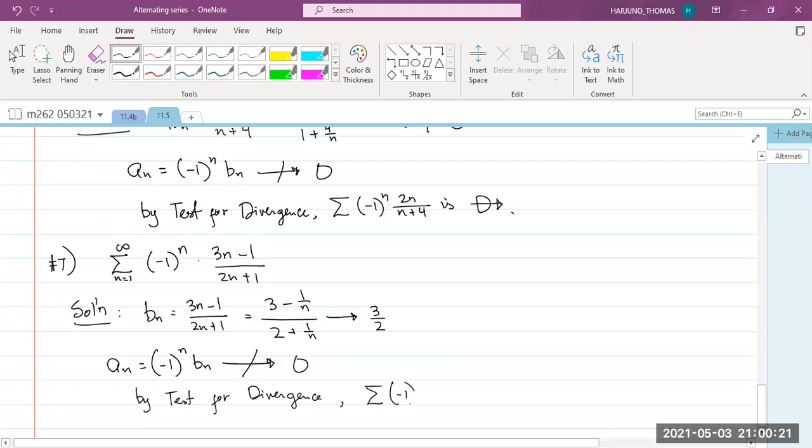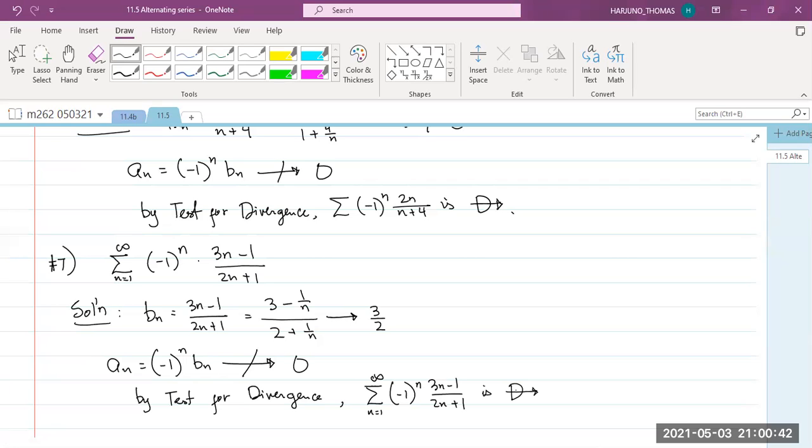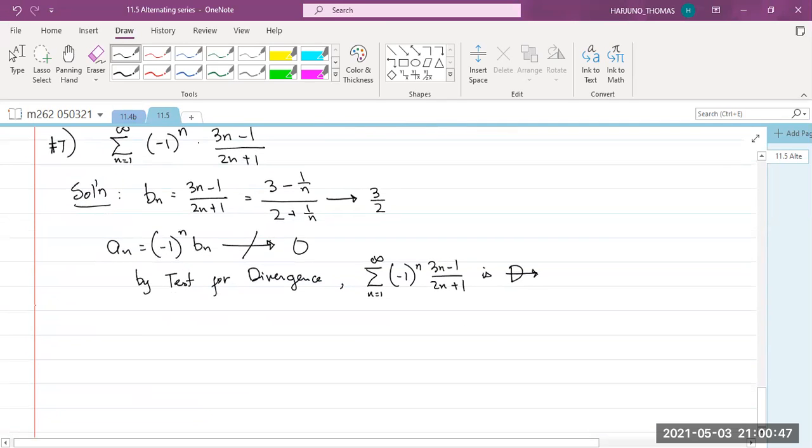This alternating series, 3n minus 1 over 2n plus 1, is divergent. That's for number 7. Number 11: we have this series, this one more question, and then I take a break.